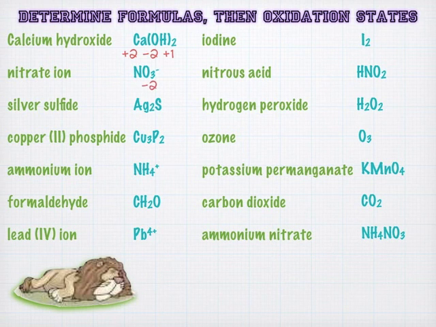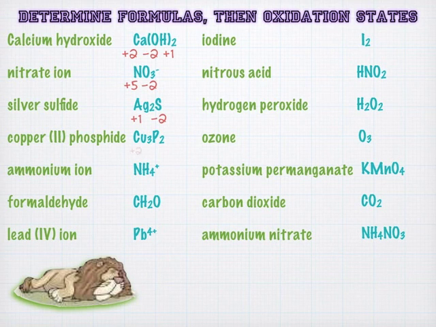Nitrate, we already talked about before. Imagine three negative twos, that's a negative six. And so for an overall negative one, we need a positive five. Silver sulfide is exactly what you would think it would be. Silver's plus one charge, just like you would expect off a common ion chart. And sulfide is a negative two, again, based on periodic position.